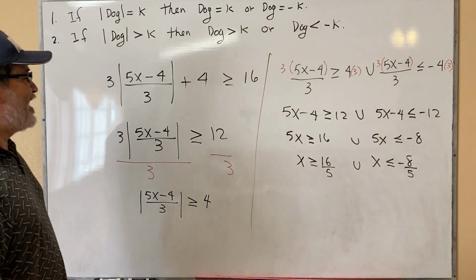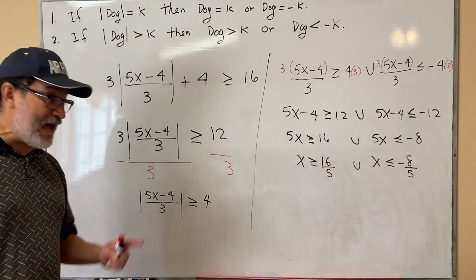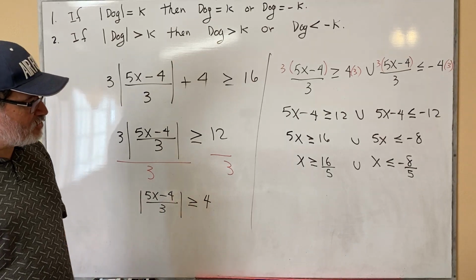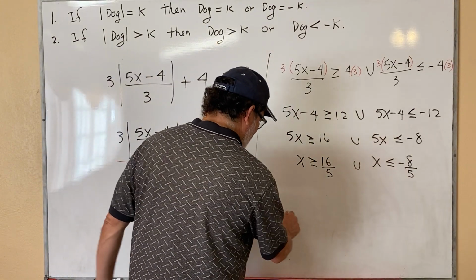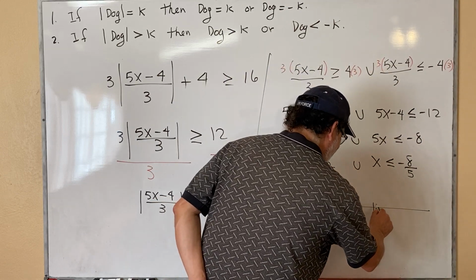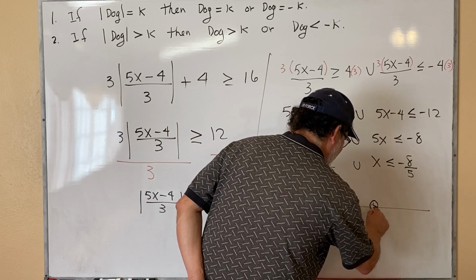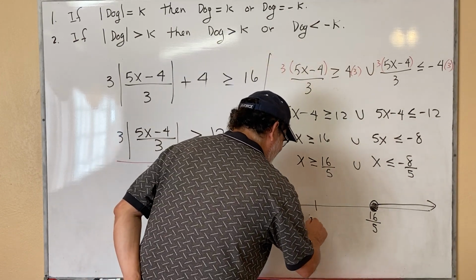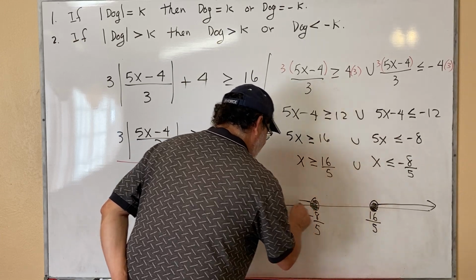Beautiful. Now, if we ask you to graph the solution, how do you graph the solution? To graph the solution, go to 16 over 5, circle to the right. Negative 8 over 5, circle to the left.